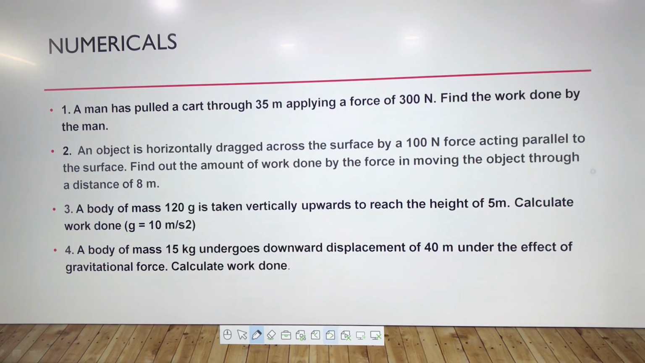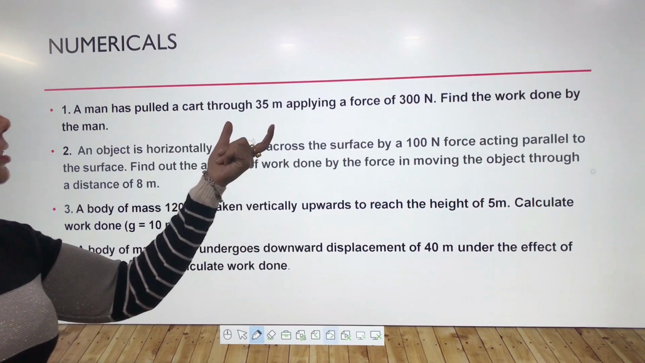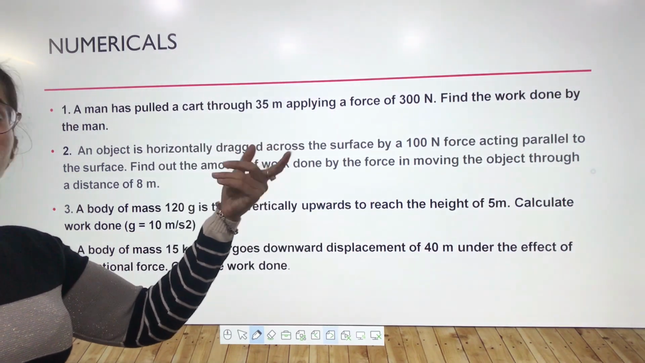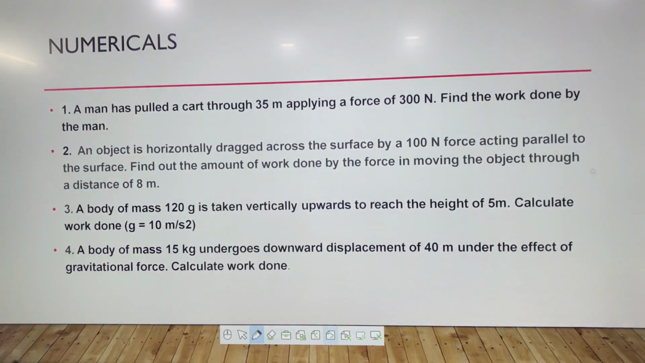Now let us proceed with the next numerical. A man has pulled a cart through 35 meter by applying a force of 300 Newton. Find the work done by the man. So what is given here? A man is pulling a cart. How much has he pulled the cart? 35 meter, by applying 300 Newton of force. And we simply need to calculate the work done by the man.